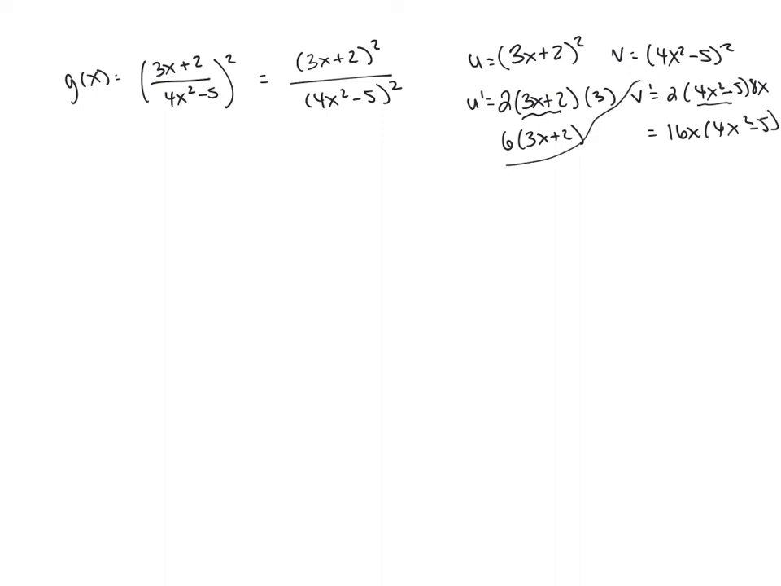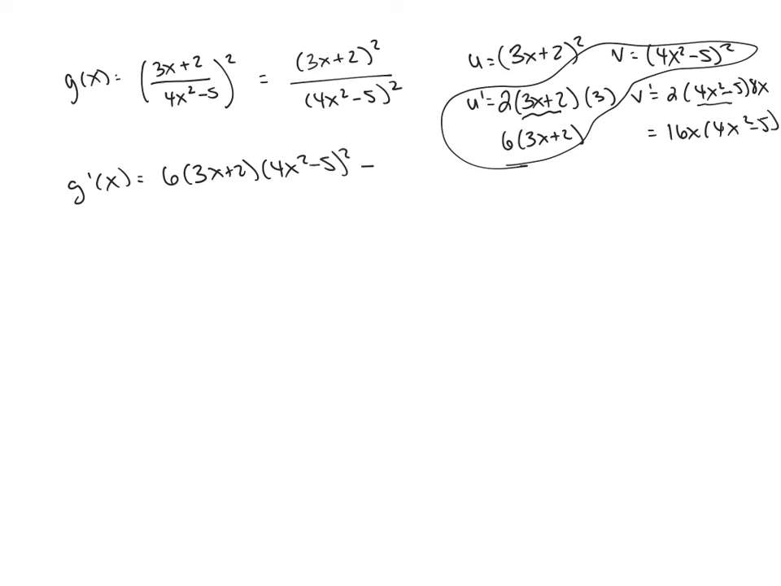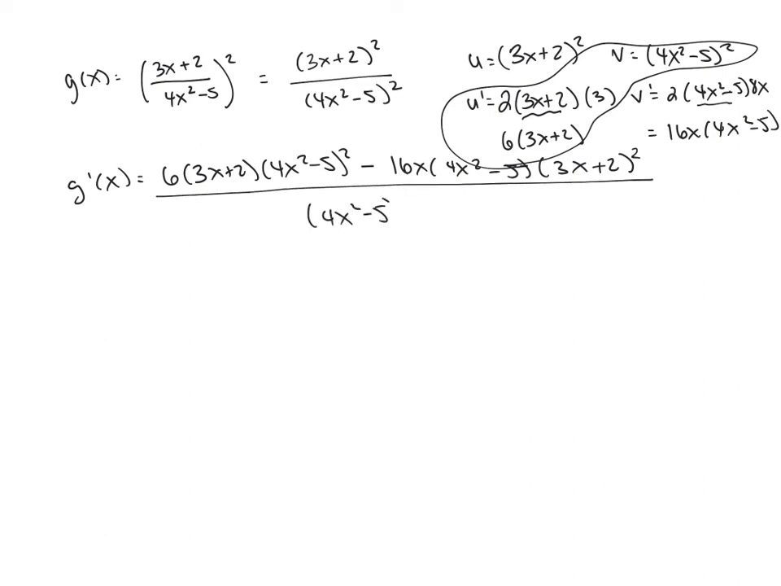All right, so then I multiply this times this. So 6 times 3x plus 2 times 4x squared minus 5 squared, minus the other two: 16x times 4x squared minus 5 times 3x plus 2 squared, all over the original denominator squared. So 4x squared minus 5, and it is squared, so squared squared is fourth.